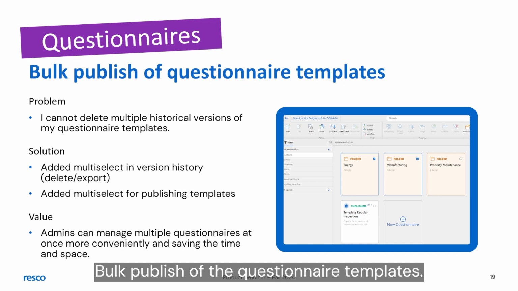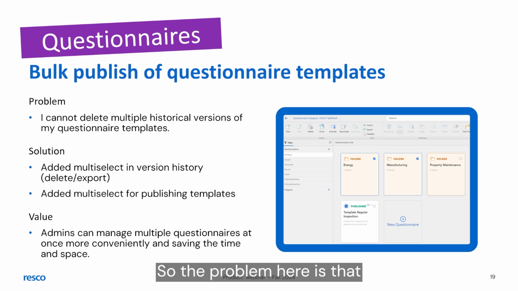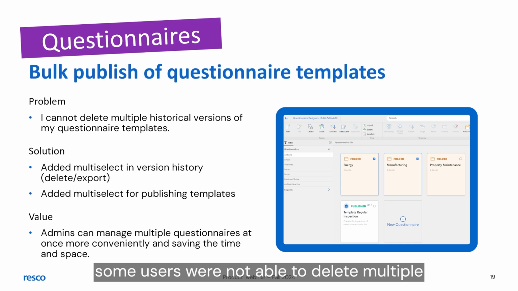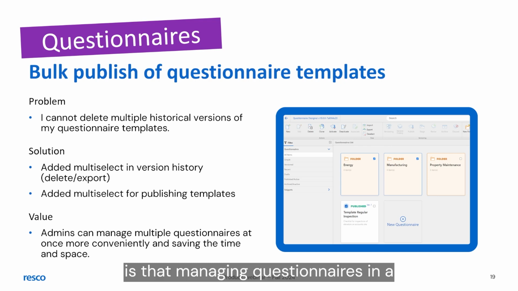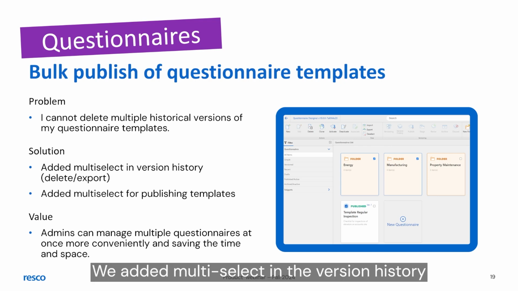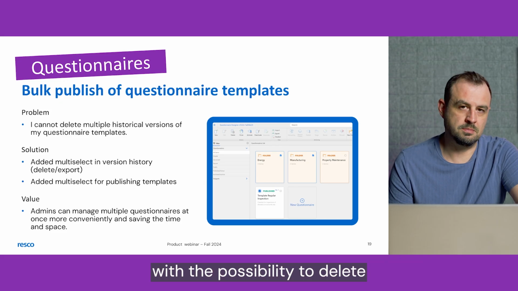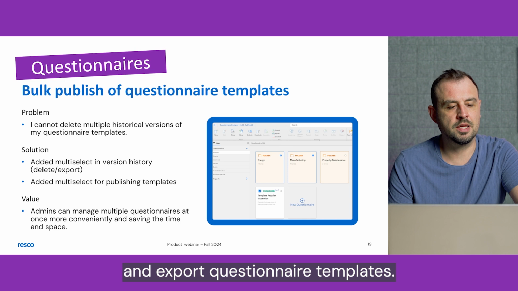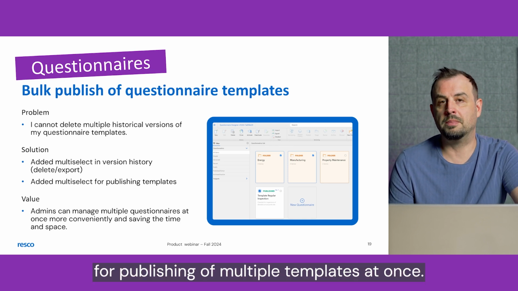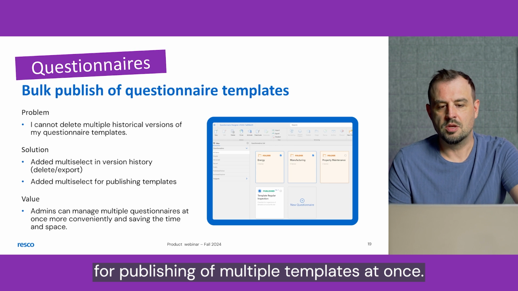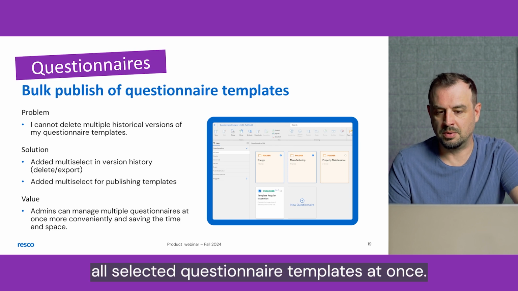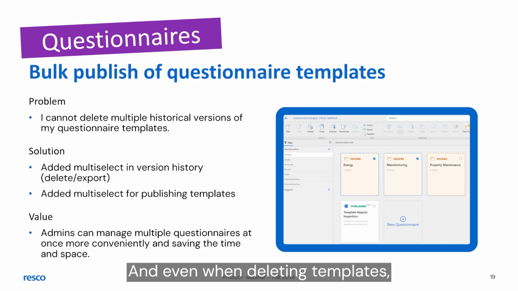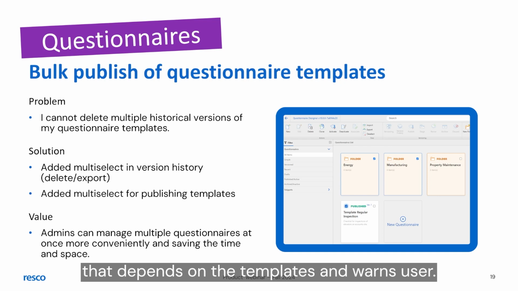The next one is bulk publish of the questionnaire templates. So the problem here is that some users were not able to delete multiple historical versions of any single questionnaire template. The solution here is that managing questionnaires in bulk has become much easier. We added multi-select in the version history with the possibility to delete and export questionnaire templates. We also added multi-select for publishing multiple templates at once. So the questionnaire designer user can perform management actions for all selected questionnaire templates at once, and even when deleting templates, the designer now checks for any unanswered questionnaires that depend on the templates and warns the user.